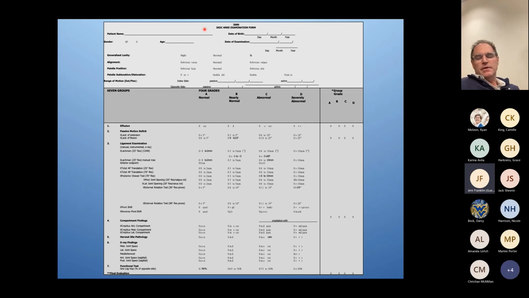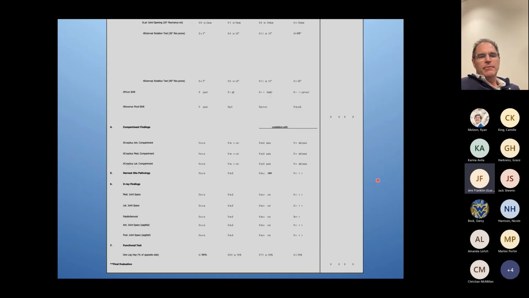You know, just all the demographics of the patient, and then realistically, they describe it as 4 different grades. A is normal, B nearly normal, C abnormal, and D severely abnormal. You can classify those as grade 1, 2, 3, and 4, or 0, 1, 2, and 3. But that's how the IKDC did it. And then we'll look at these a little bit closer.